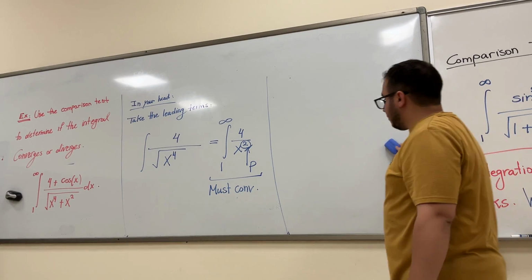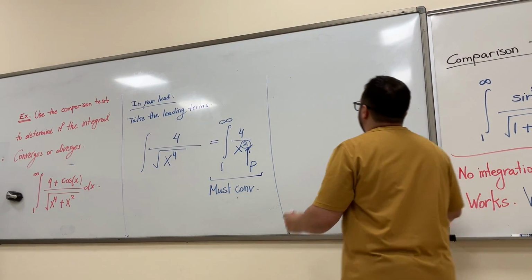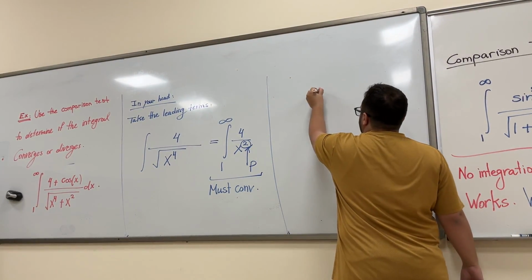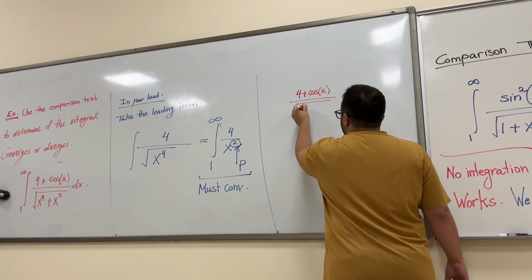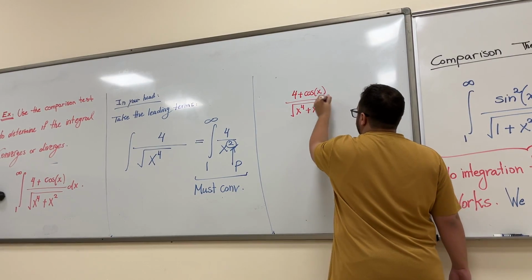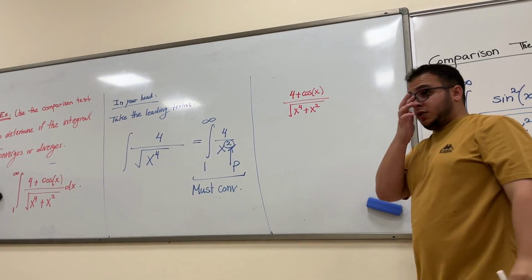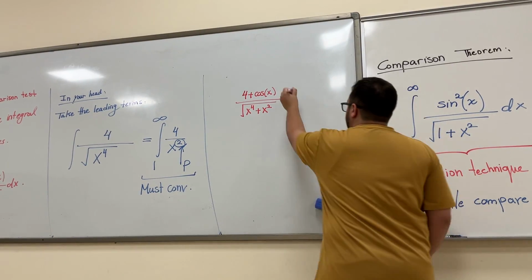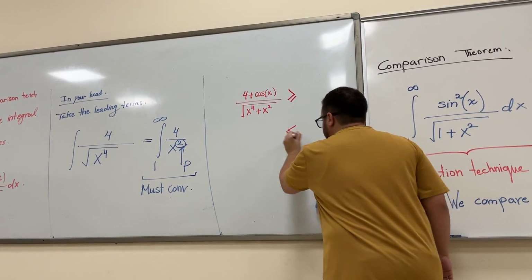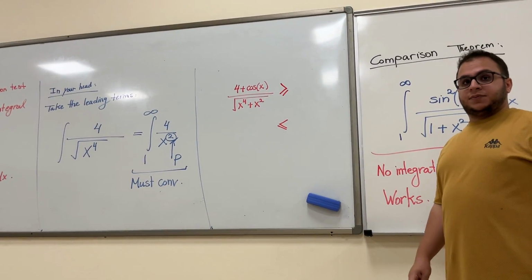Now, I'm gonna ask you a question: the integral of 4 plus cosine x over root of x^4 plus x squared. Now, I need to use inequalities, right? But should I do larger or less? And why?